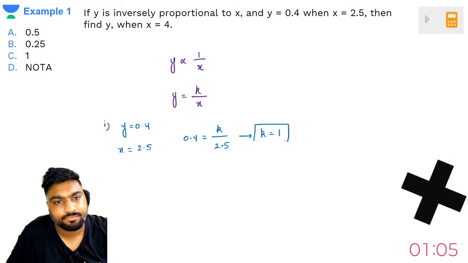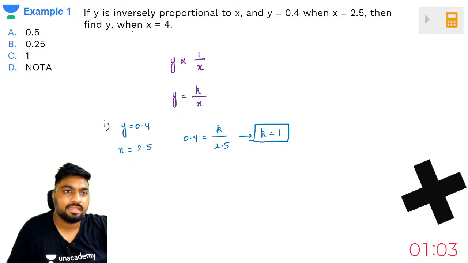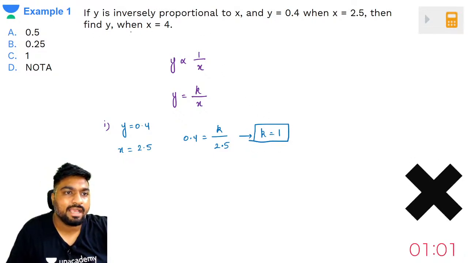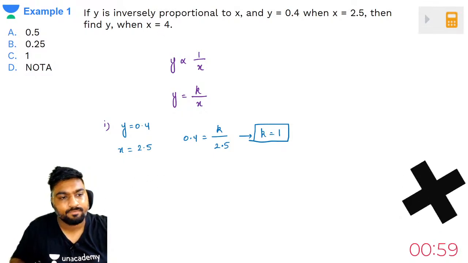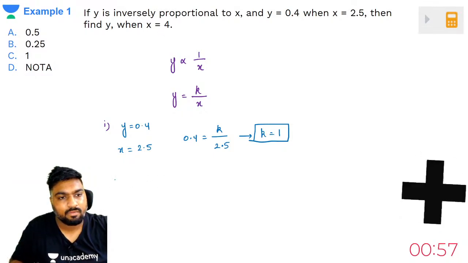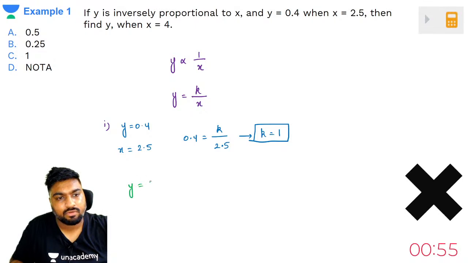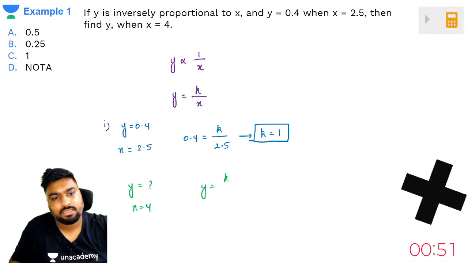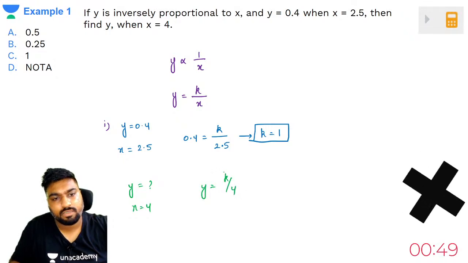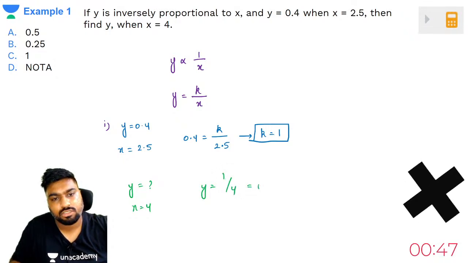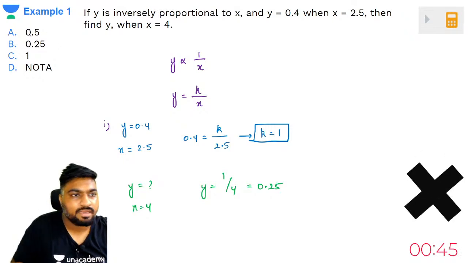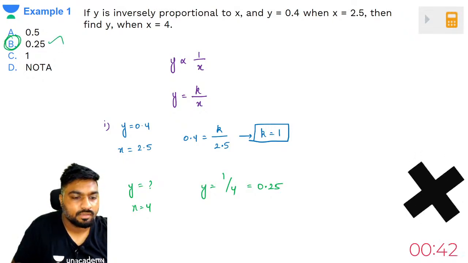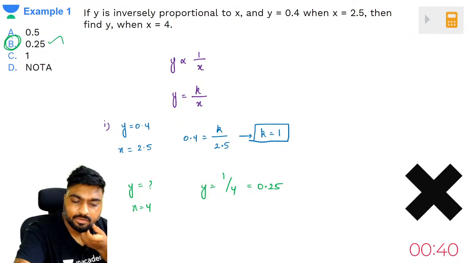Correct? So if you know the value of k, they're asking find y when x is equal to 4. That's it. So what do we have to do? Find y when x is equal to 4. So what do we know? Y is nothing but k by 4. K is 1. 1 by 4, 0.25. Very simple question. Yes, very basic question. Done.